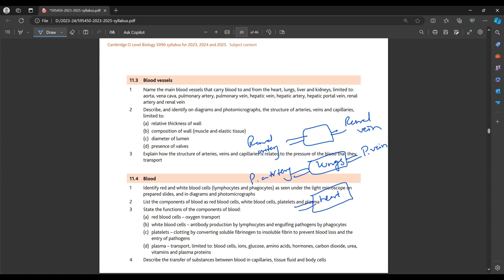Towards the heart कौन जाएगी? आपकी वीना कावा. Away from heart कौन जाएगी? आपकी aorta. Okay, towards the heart आपकी कौन जाएगी? Coronary artery. Coronary artery will supply blood to the heart muscles. Besides that, towards the heart आपकी कौन जाएगी? Pulmonary vein. Because veins are the blood vessels which carry blood towards the heart. और pulmonary artery away जाएगी. Away. Towards. Okay.